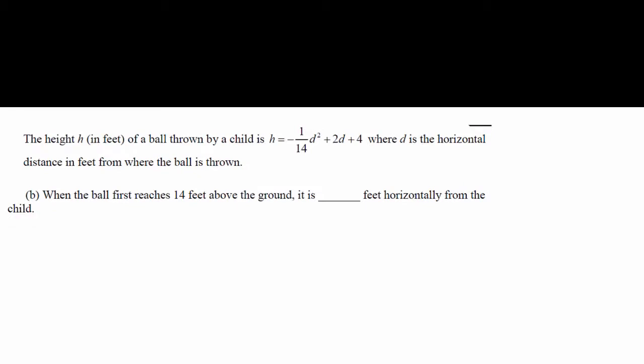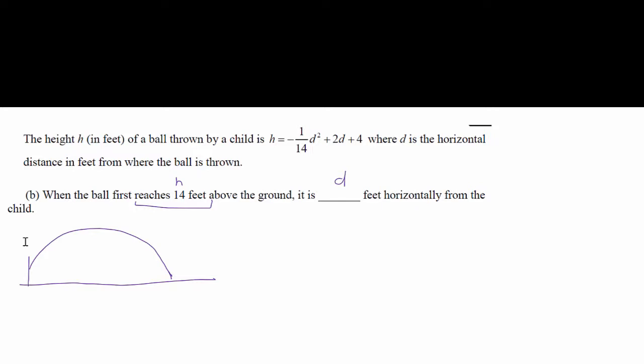Part B says, when the ball first reaches 14 feet above the ground, it is blank feet horizontally from the child. So we've got that child. He's thrown the ball, and it travels in the shape of a parabola. And this time it says when the ball first reaches 14 feet above the ground. So that's our h, that's our height. And we're looking for the horizontal distance, which is d.